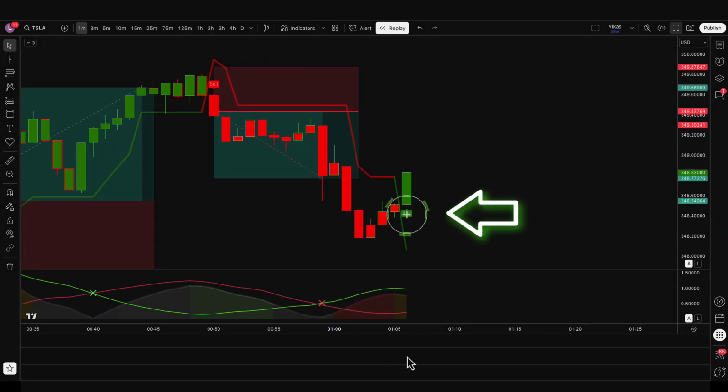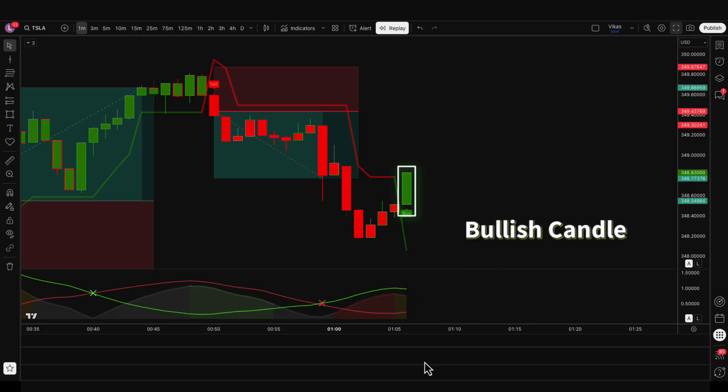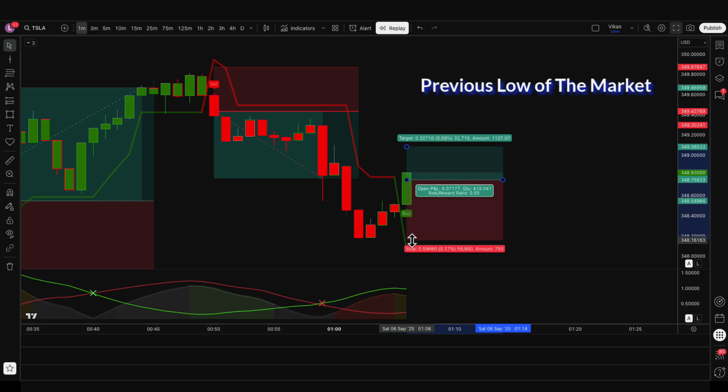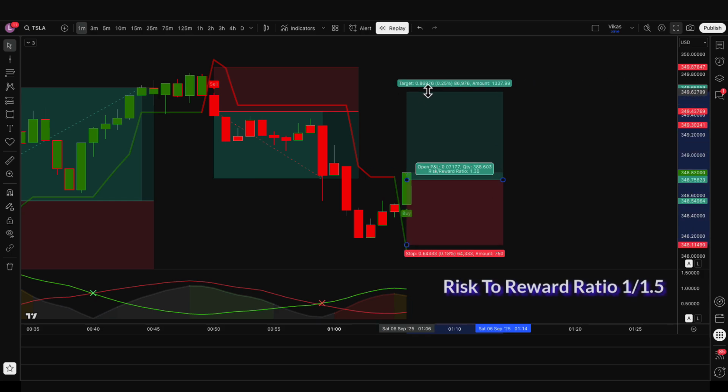Here the BGH Robot version 1.0 indicator gives us a green area buy signal. Here the green line of the absolute strength histogram indicator is above the red line. Here the market has made a bullish candle to give confirmation. So all our conditions are being fulfilled, so we are placing an order to buy. Our stop loss is to be placed at the previous low of the market. And the risk to reward ratio will be 1:1.5.